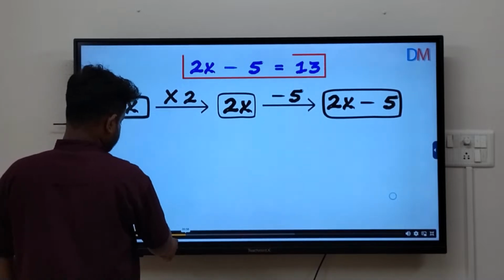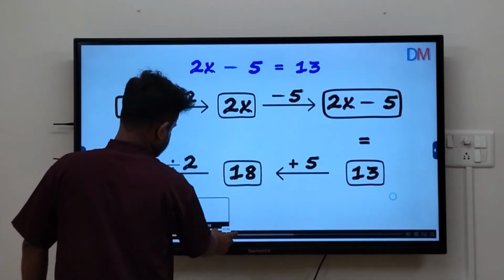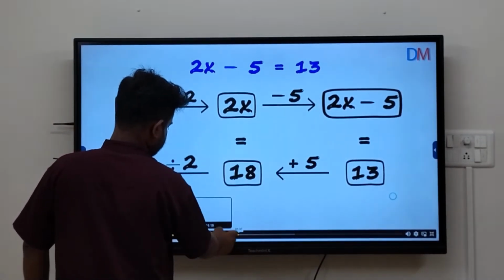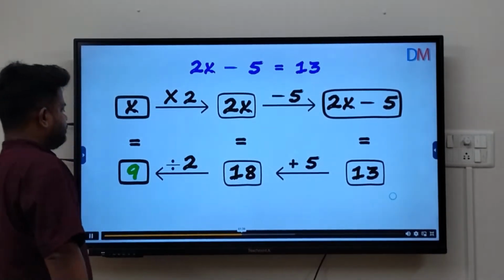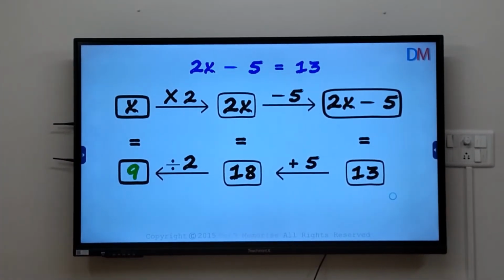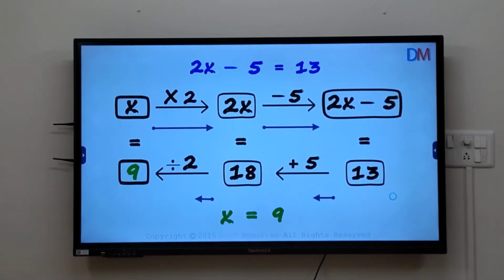We are given that 2x minus 5 minus 5... 2x is equal to 18 and x is equal to 9. Yes, we get the value of x as 9. So we went forward and then came backwards. As it kind of looks like a flow chart, let's call it flowchart approach.